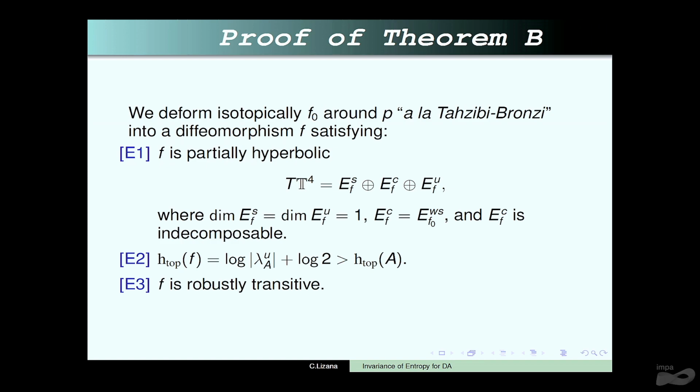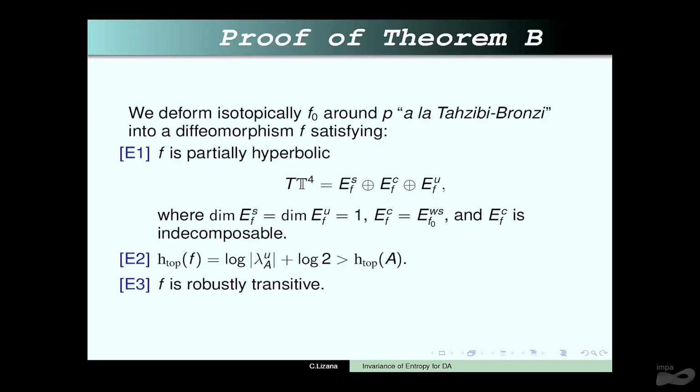It's partially hyperbolic. The stable and unstable bundles are both one-dimensional. The center is two-dimensional, but is indecomposable. And the entropy of this map is going to be strictly larger than A. Okay? And it is robustly transitive. So why do we add this robustly transitive condition? Because you can construct this kind of example artificially, but the idea is that the dynamics is not concentrated in just one place. So you want everything mixing. Everything is going to be just one basic set.